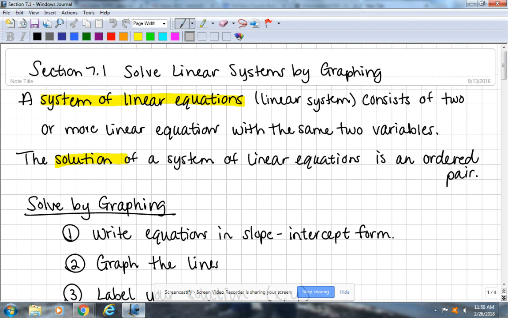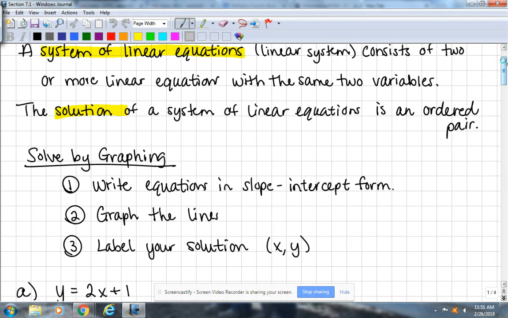The solution is an ordered pair, and when we solve by graphing, it will be the ordered pair where these two lines intersect. So remember, a linear equation makes a straight line. So for a system of linear equations where the two lines cross, that ordered pair is the solution for the system. So like I said, today we're going to solve by graphing.